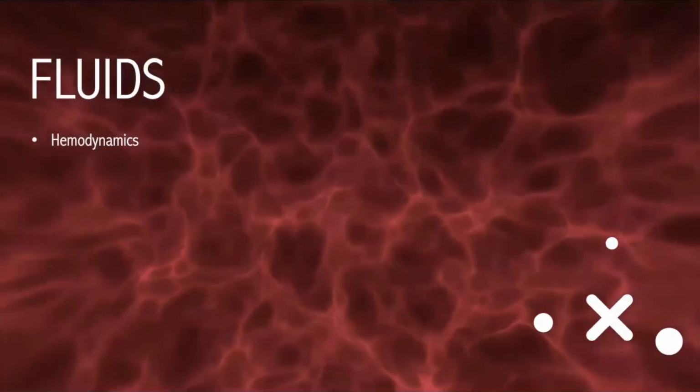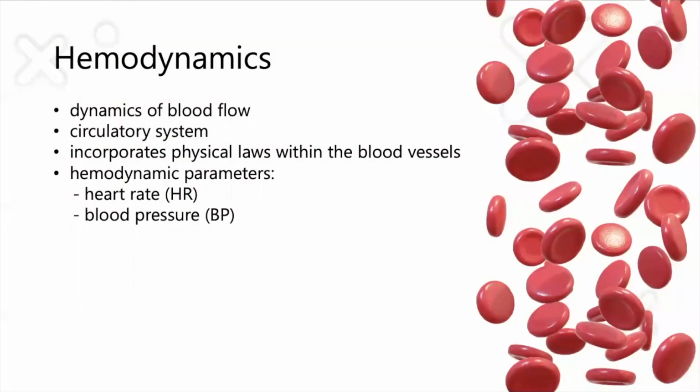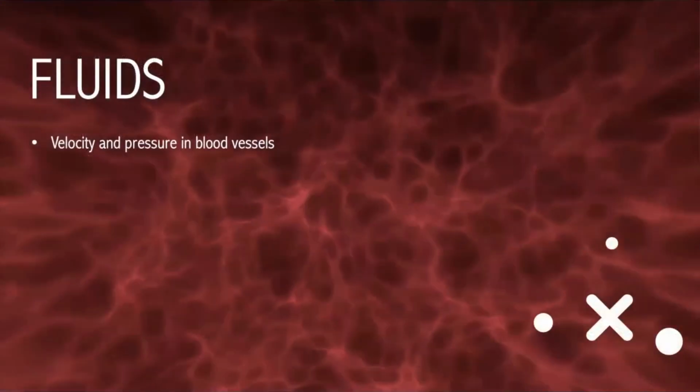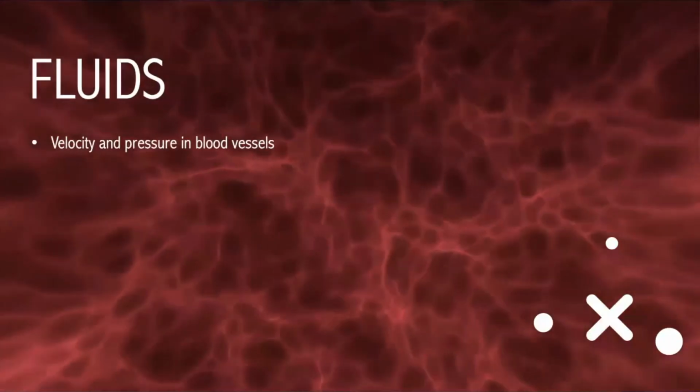So let's move on to the next topic, which is hemodynamics. Hemodynamics describes the dynamics of blood flow, which includes the circulatory system and incorporates physical laws within the blood vessels. And here are some hemodynamic parameters, for example, the heart rate and the blood pressure. The velocity and pressure in blood vessels.